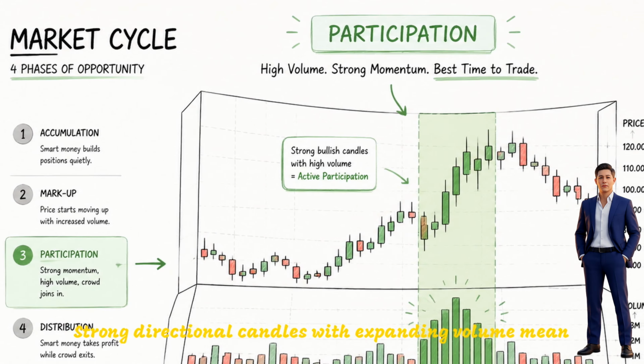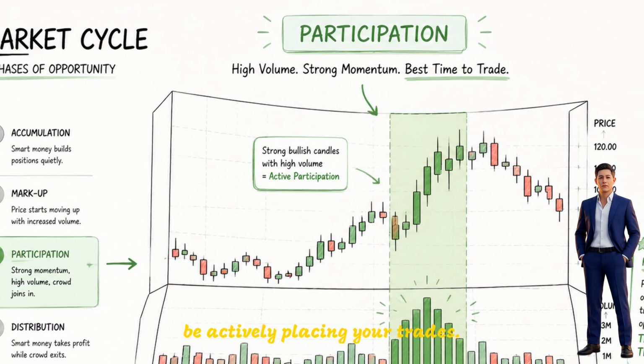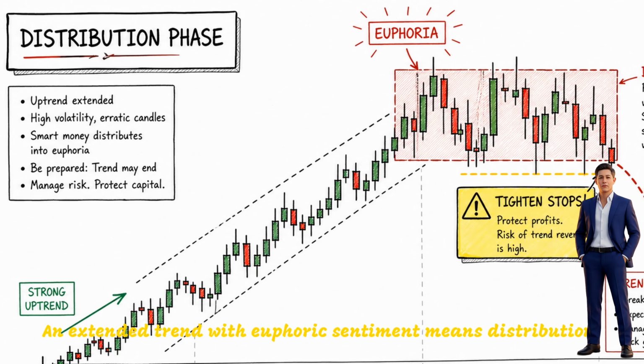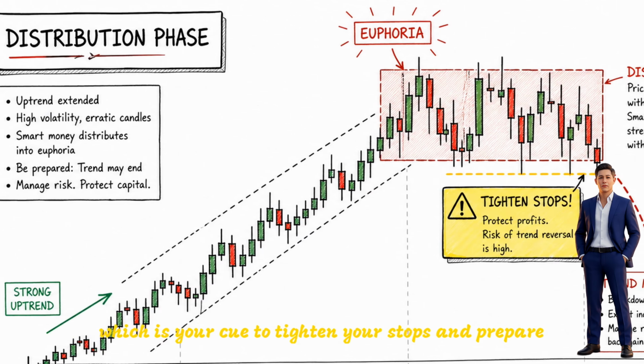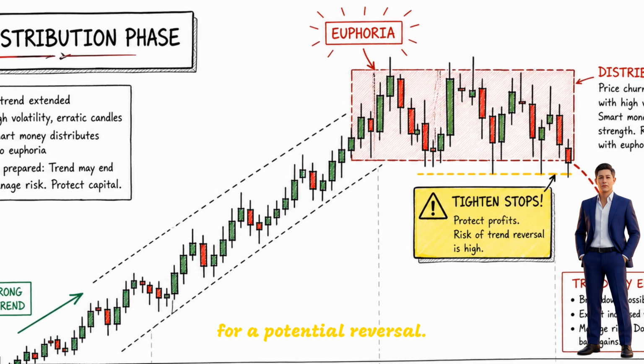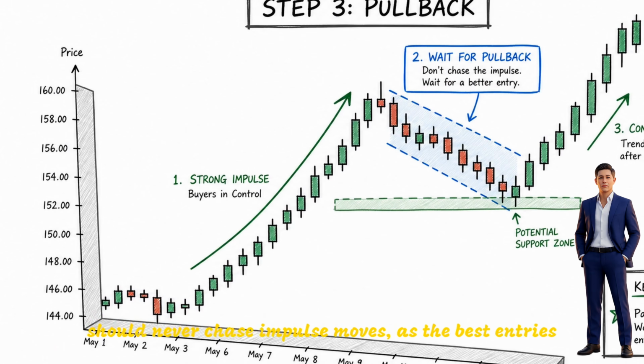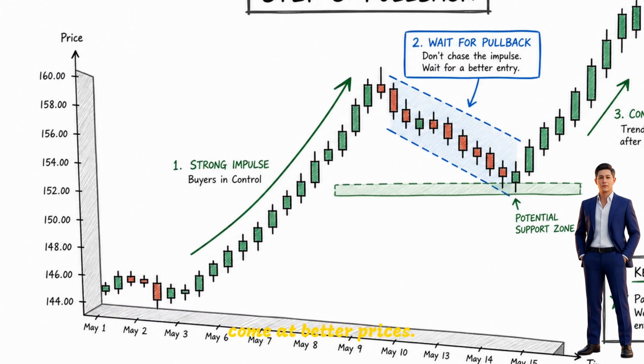Strong directional candles with expanding volume mean participation, which is the phase where you want to be actively placing your trades. An extended trend with euphoric sentiment means distribution, which is your cue to tighten your stops and prepare for a potential reversal. Step 3 is to wait for the pullback, because you should never chase impulse moves, as the best entries come at better prices.